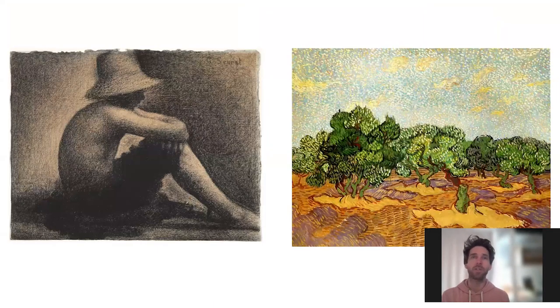Lastly, I guess I can show this. So Seurat on the left, you have a classic kind of value shade difference, going from dark to light, that's charcoal on paper. On the right, you have Van Gogh, and this isn't the greatest example, but it does the job where he's not using value how you would maybe normally think of it to represent volume. It's the intensity of the color that is doing the job.